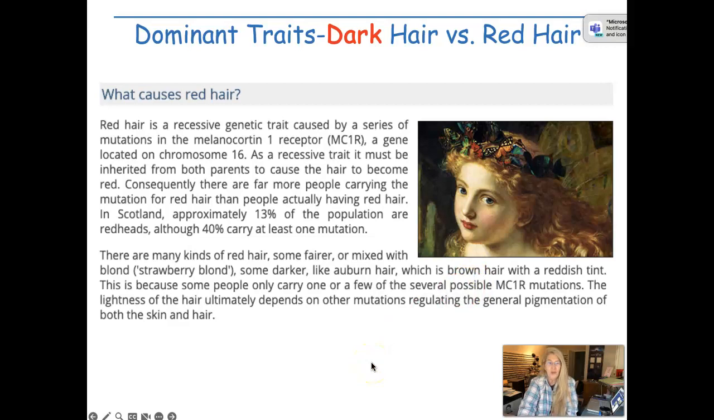Dark hair versus red hair. Usually use R's to represent this one.